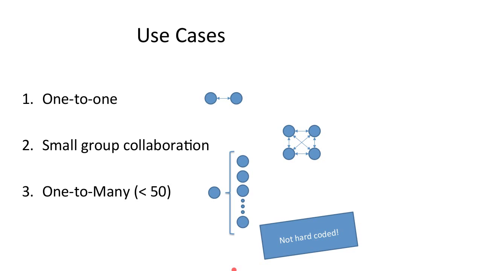But BigBlueButton is designed to be a highly collaborative environment. So in small group collaboration, you could have 10 people sharing webcams and talking at the same time. And in one-to-many, you can have even more people sharing webcams, and everybody could be talking. So it's not a webinar application where one person talks and one person shares their webcam. I've seen an example where there were 21 webcams shared.